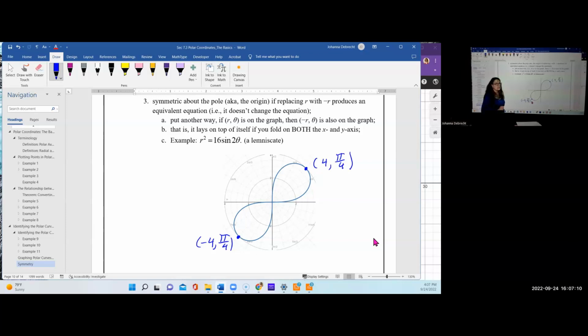This is what's called a lemniscate, which has a figure 8 shape, and it's pretty obvious when you have r squared equal to something with a trig function. r squared equals 16 sine of 2 theta gives us a lemniscate.